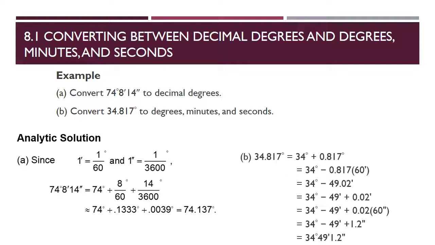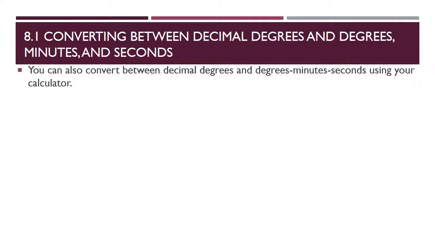Then you multiply the 0.817 times 60 for the minutes. That gives you 49.02. And then you separate that into 49 minutes plus 0.02 minutes and multiply the 0.02 by 60 for the seconds. So we get 34 degrees, 49 minutes, 1.2 seconds. And do this using your calculator.